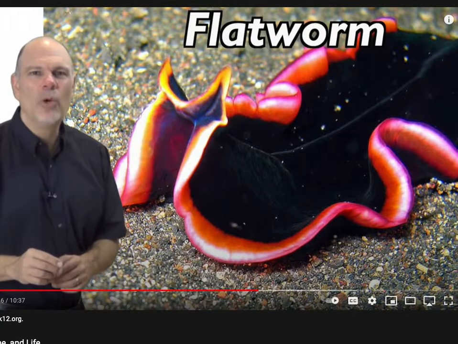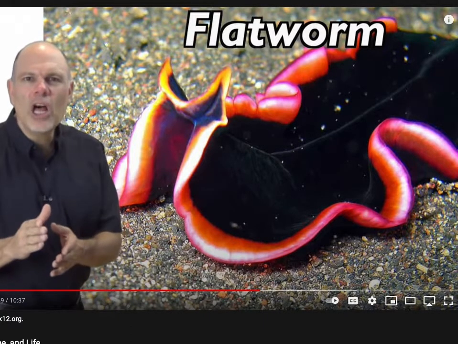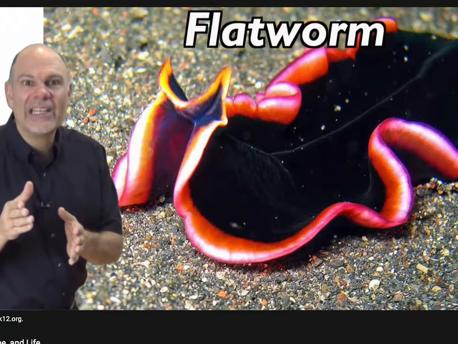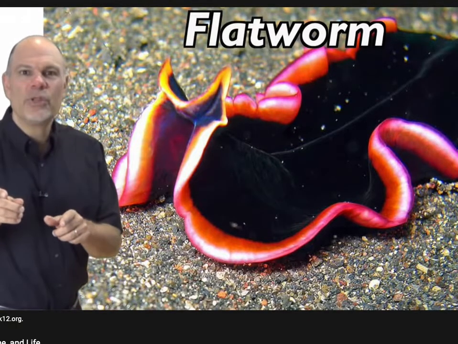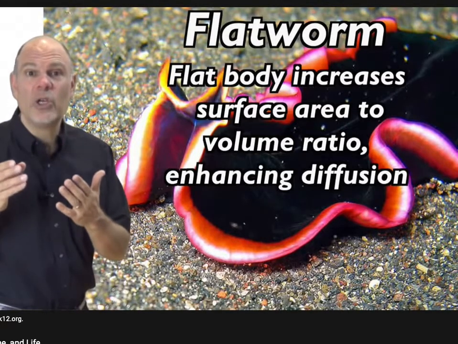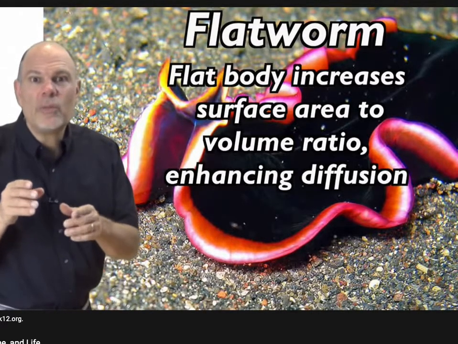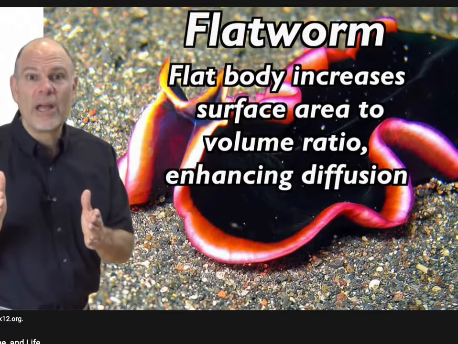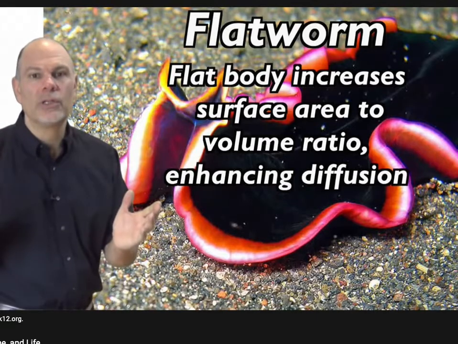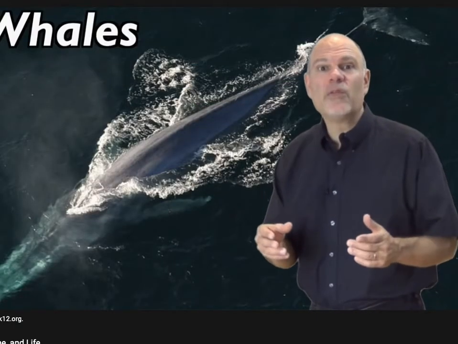And how about this flatworm? No heart, no lungs. How is oxygen getting to all of its cells? How is carbon dioxide getting out? Because these animals are flat, they have a very high surface area to volume ratio. So you can assume that oxygen just diffuses from the surrounding water in and carbon dioxide from the body cells out. And what about the huge size of whales?